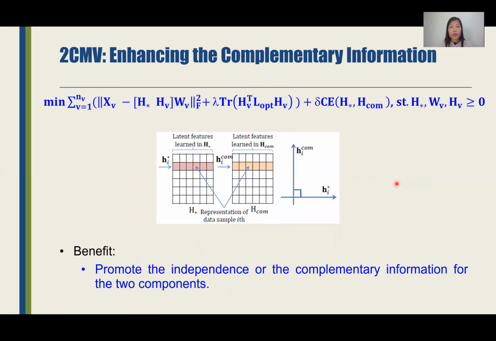For the third contribution, we propose to embed a complementary enhancing term. This is based on the concept of orthogonal constraint, and it is applied on the two components H star and HCOM to promote the independence or complementary information for the two components.